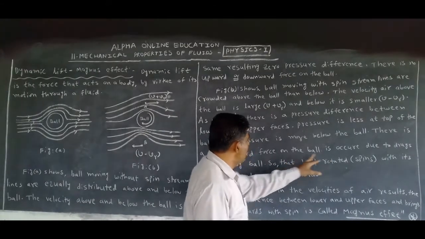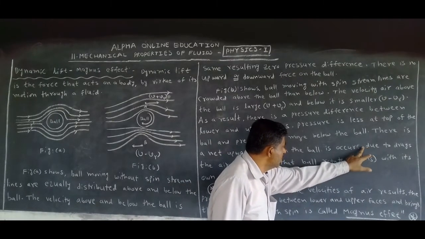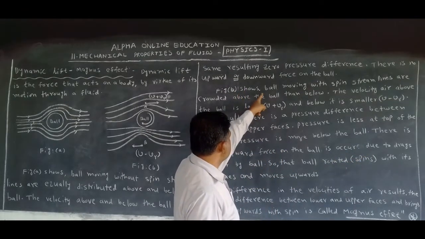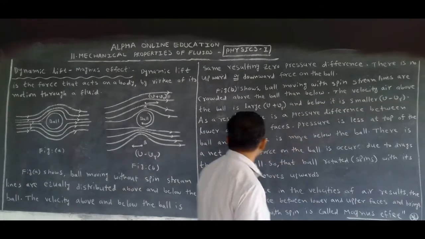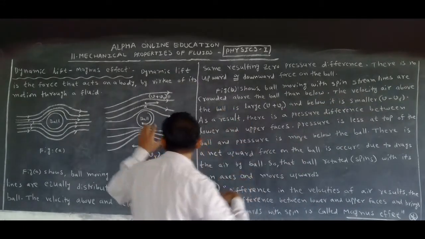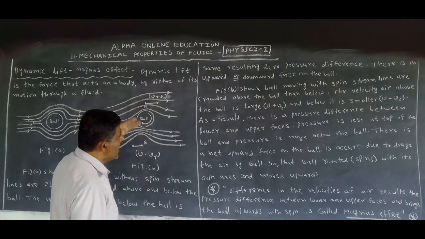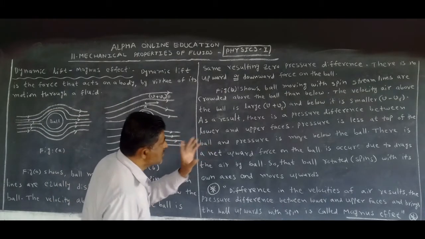What happened? It occurs due to the drag of the air. Figure B shows a ball moving with a spin. Streamlines are crowded above the ball than below.